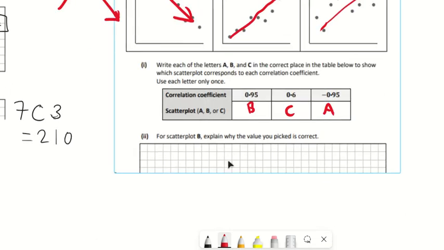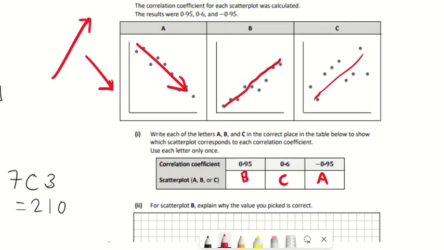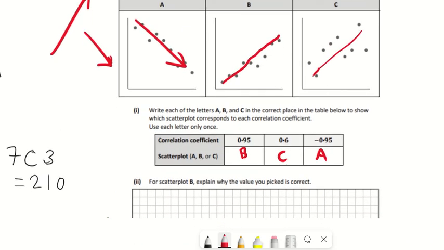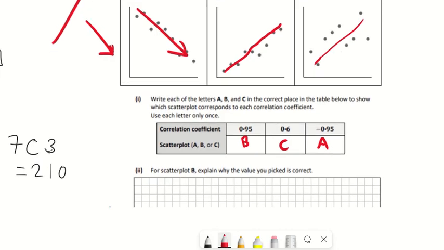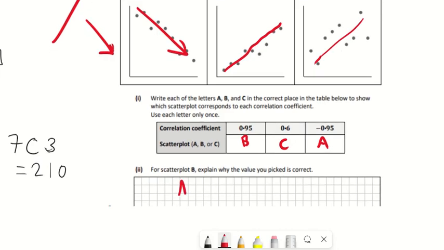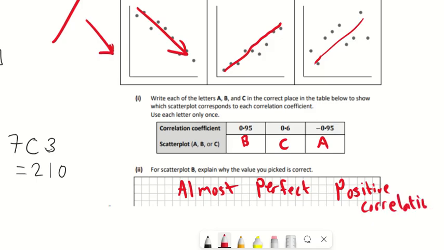For scatterplot B, explain why the value you picked is correct. So it's an almost perfect positive correlation. So something to that effect. So it's an almost perfect positive correlation.